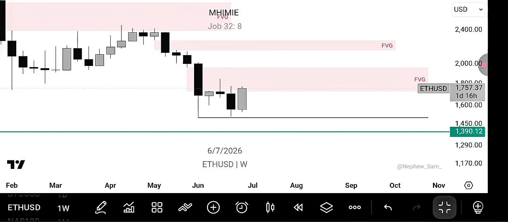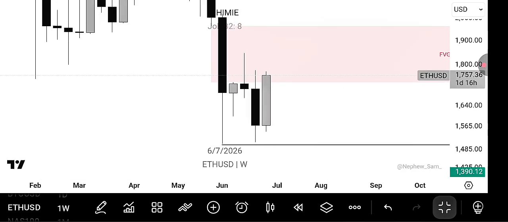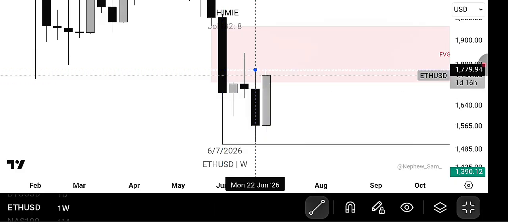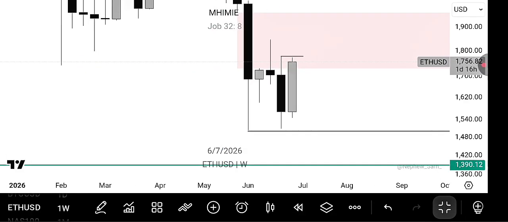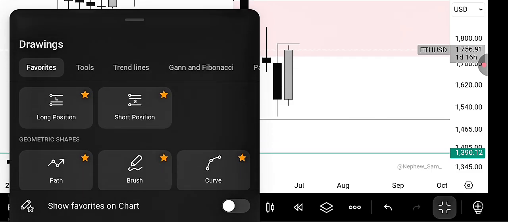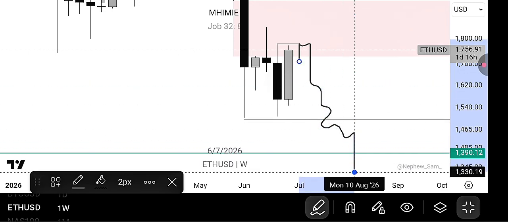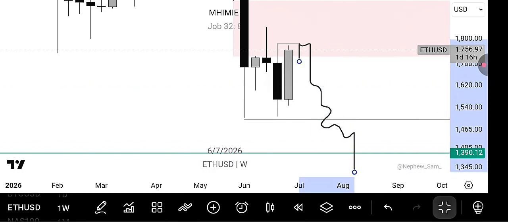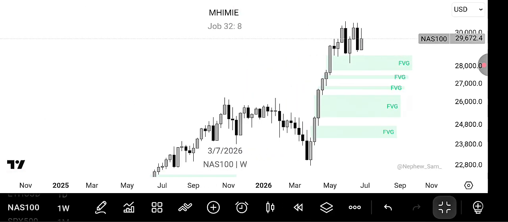So weekly time frame, we're left with a day and 16 hours. If we can take out this high and close inside, that would be a good sign for me to trade with non-reference point trading and come for this, and eventually we come for that. All right, so that's what I'll be expecting. So down to Nas.